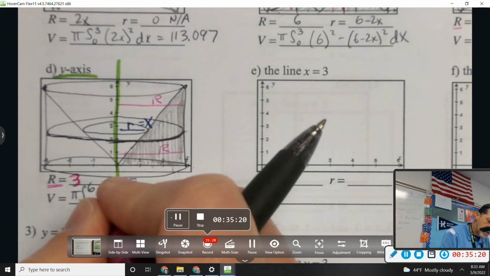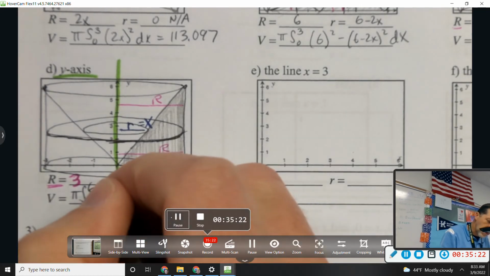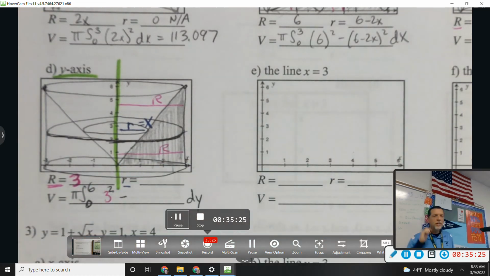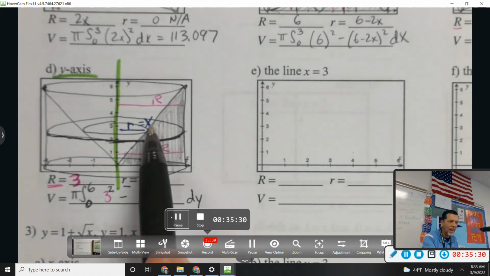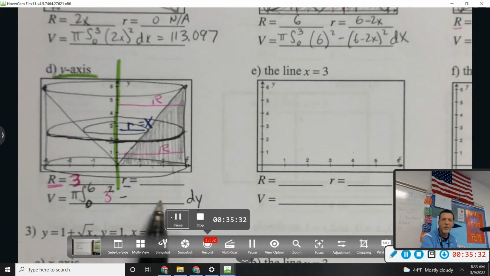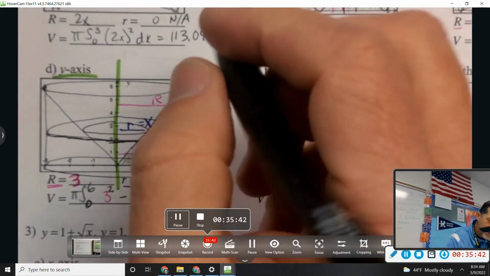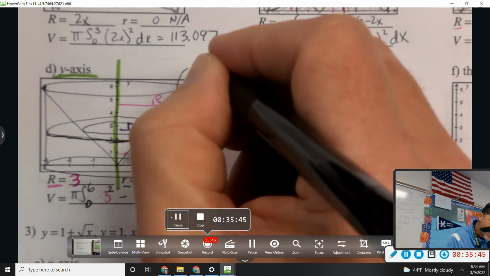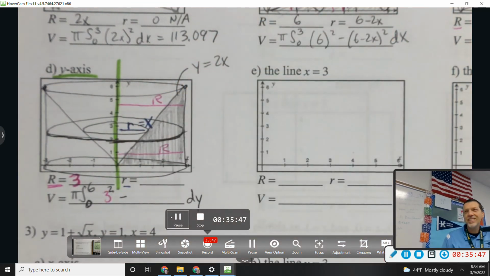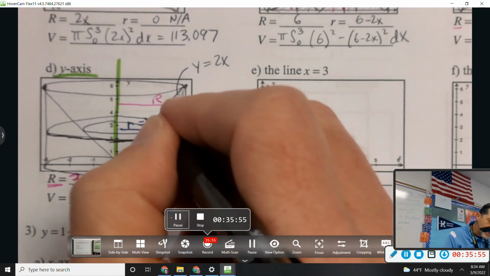Big R is 3. Little r, though, I said little r is x, but that's not going to work in the expression here, right? Because I need everything to be in terms of y. So what does x equal? Very nice. Y equals 2x, but I need to know what x equals for this line. Well, x equals y over 2.